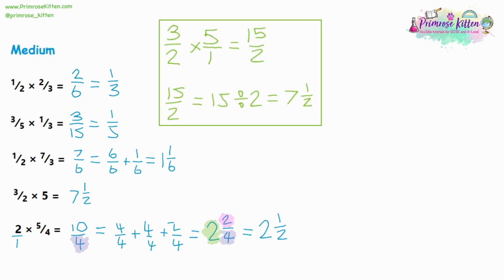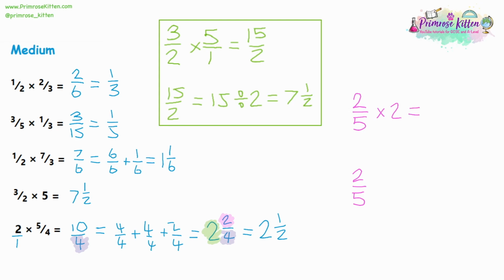Now, before we move on to the hard questions, there's one important thing we need to talk about, which is the difference between equivalent fractions and multiplying fractions. So to show you what I mean, I'm going to take the fraction 2/5, and I'm going to do 2 different things to it to show you the difference. So the first thing I'm going to do is multiply it by 2.